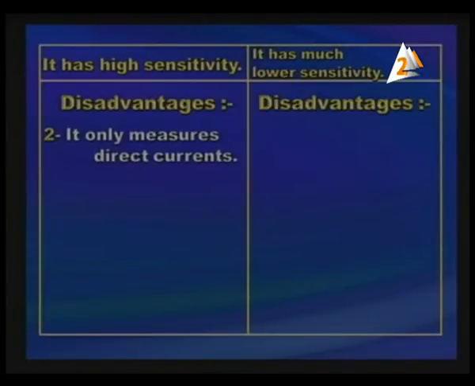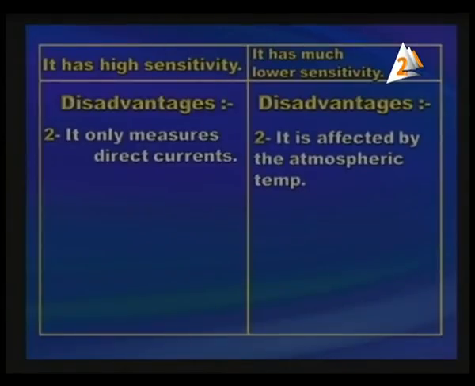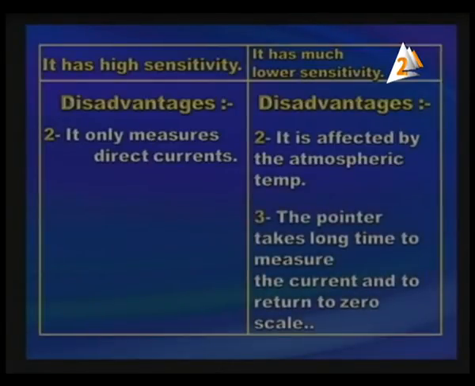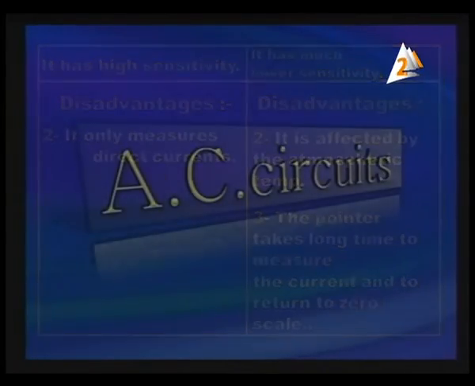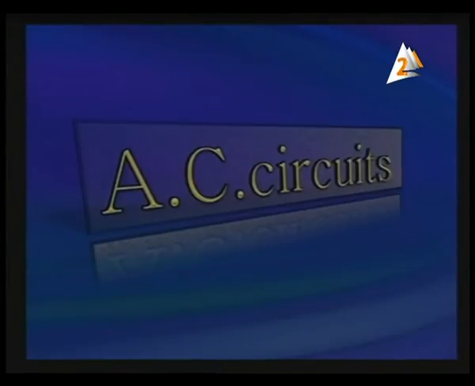Talking about moving coil galvanometer, it only measures direct current. And a disadvantage of hot wire ammeter is that it is affected by atmospheric temperature. The pointer of the hot wire ammeter takes a long time to measure the current and to return to zero scale. And now talking about AC circuits.